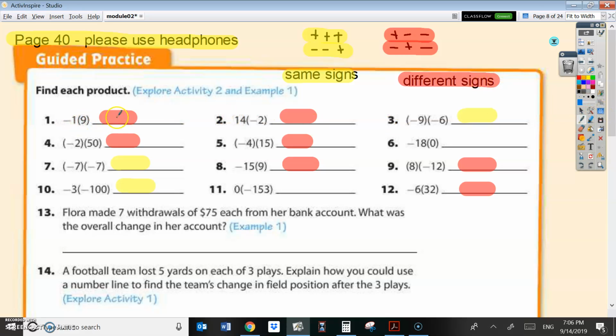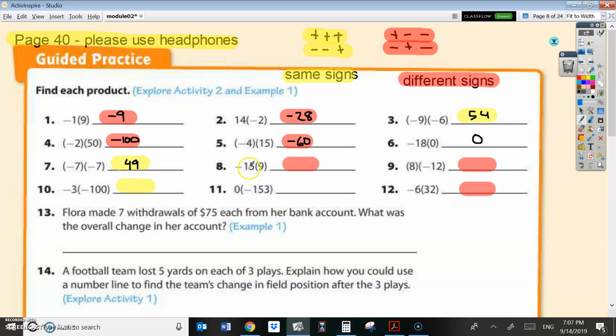Now all we need to do is multiply. 1 times 9 is 9, but it's negative 9. 14 times negative 2 is negative 28. 9 times 6 is 54. 2 times 50 is 100, but it's negative 100. 4 times 15 is 60, but it's negative 60. Anything times 0 is 0. 7 times 7 is 49.